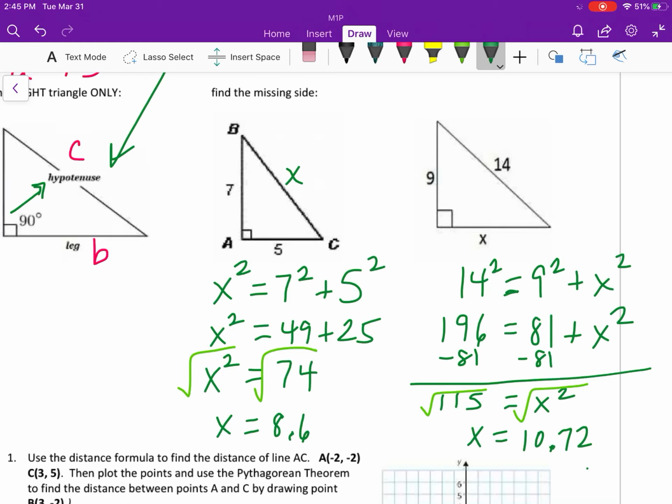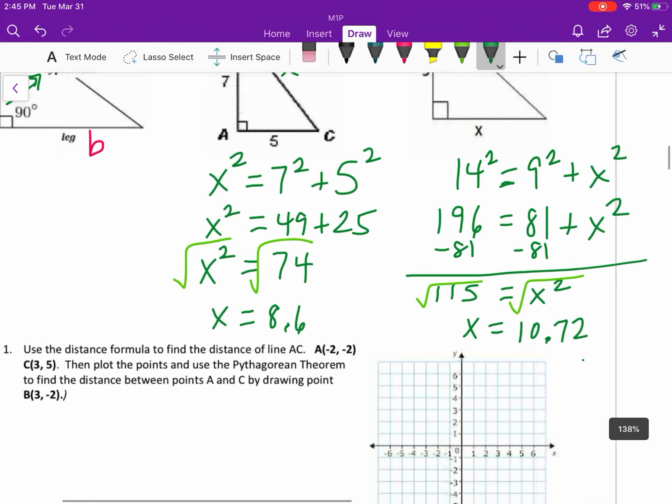And the root of 115, I don't think that one simplifies. You divide it by 5, you get 23. So it's already done already. That proves to you that it's actually prime. So it's done. There's nothing you could do to that. So that's your examples of the Pythagorean theorem.